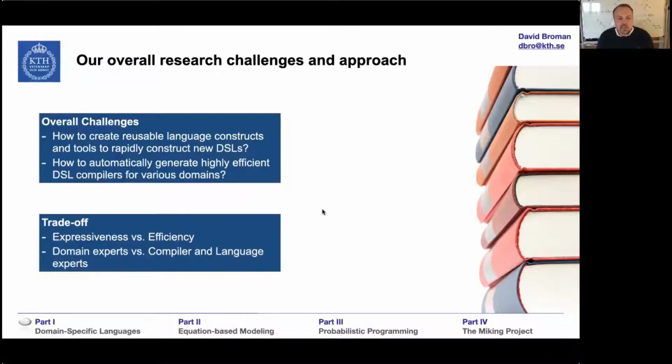Another aspect is the trade-off between the domain expert and the compiler and language experts. Typically a domain expert, say in mechanical engineering or in biology, is not a compiler expert. And few compiler experts know very much about biology. So this is a challenge when working in this space, to actually get both, because you cannot construct good domain-specific languages if you're just a compiler writer.